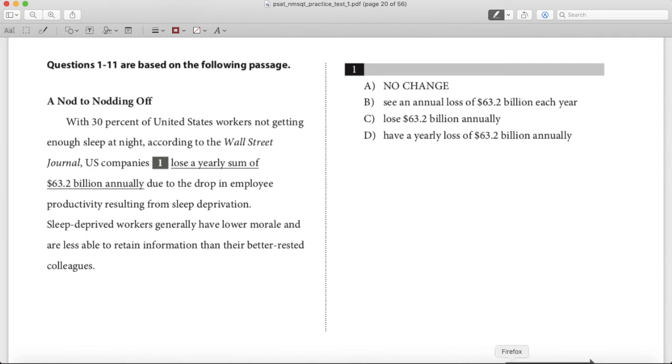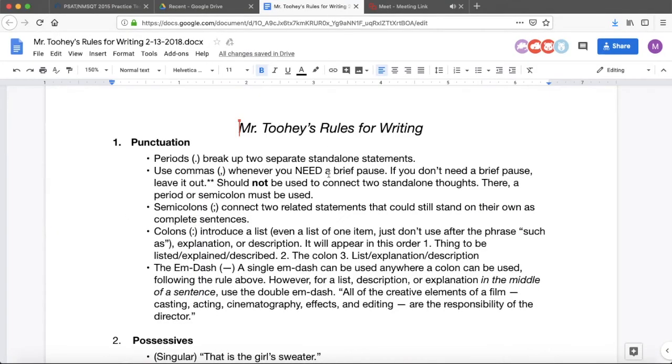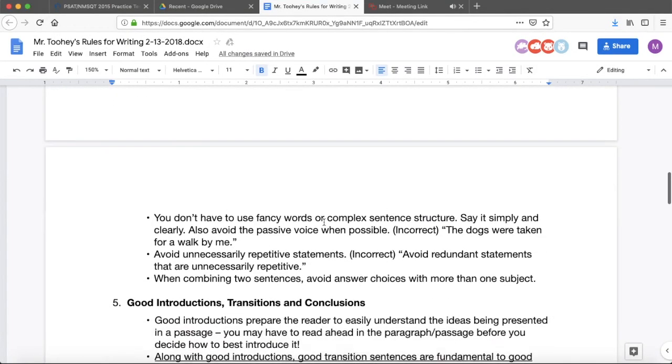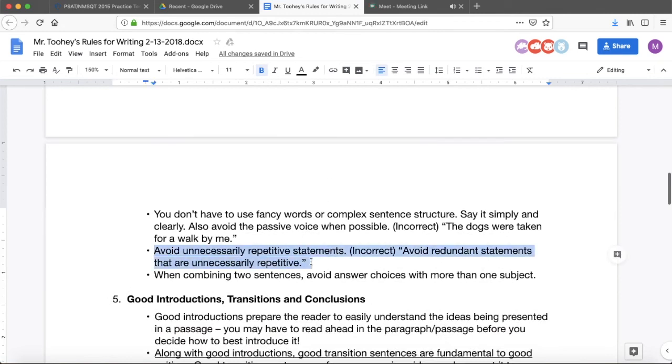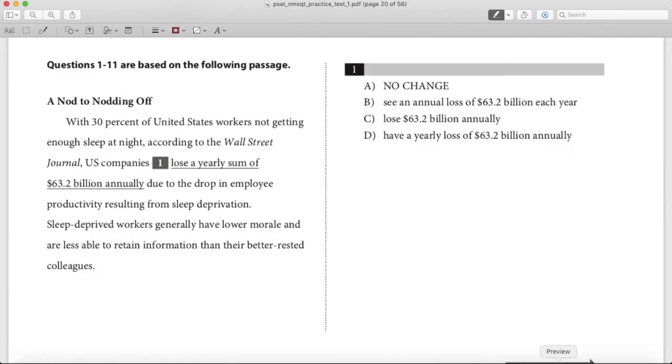And I think that's rule number 4, right? Which is keeping it simple, avoiding unnecessarily repetitive statements. Is that what you're referring to right here? Yeah, that is the issue here. What in the underlined portion is unnecessarily repetitive? The yearly sum and then annually. Yeah. Do you guys see this? U.S. companies lose a yearly sum of $63.2 billion annually. You guys know what annually means, right? It means yearly, every year. Año in Spanish means year, or anno in Latin. So totally unnecessarily repetitive. Answer choice A for sure is going to be wrong.